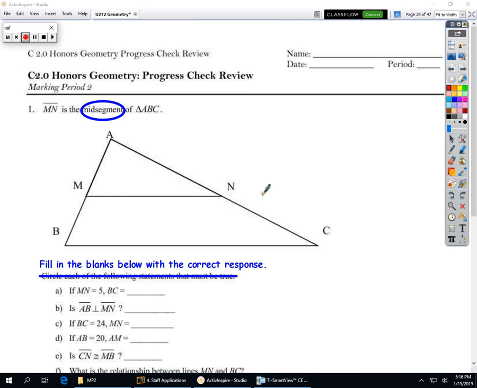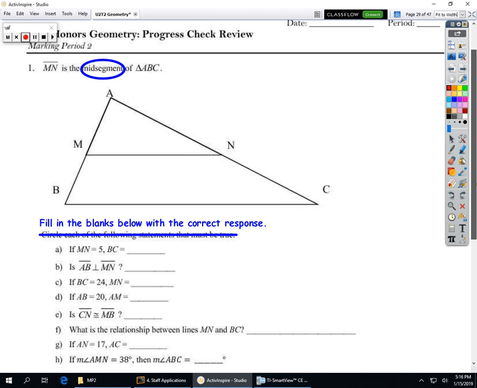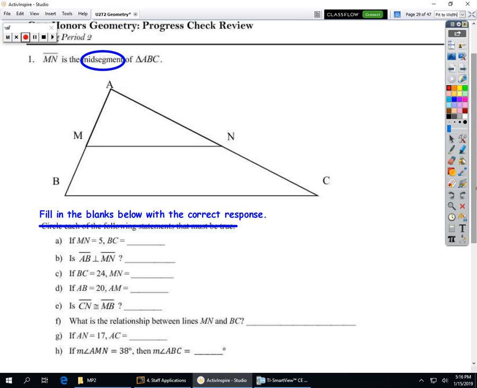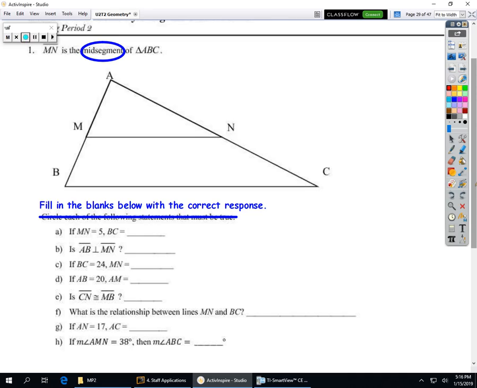Alright, so just straight up reviewing for the progress check. First question, it's asking, you've got to fill in the blanks below with the correct response, knowing that MN is the mid-segment of triangle ABC. There are a few errors on this page. Just make sure you change this there.